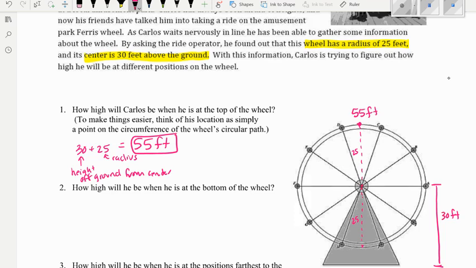So the next question says, how high will he be when he is at the bottom of the wheel? So that would be this point down here. If we know that from the ground to the center of the wheel is 30 feet and the radius of the wheel is 25 feet, then that should be easy to find this little piece of information right there for how high we're off the ground. So we just take 30 minus that radius 25, which tells us we are 5 feet off the ground.